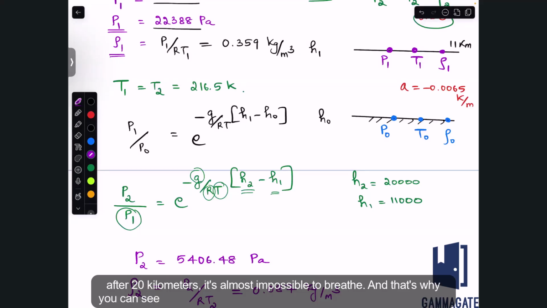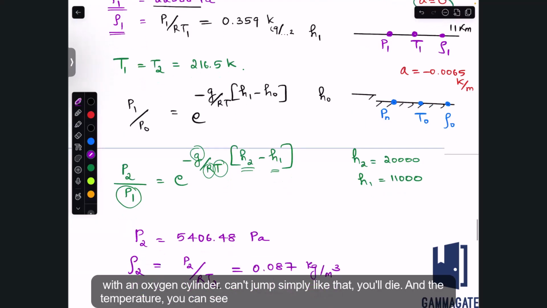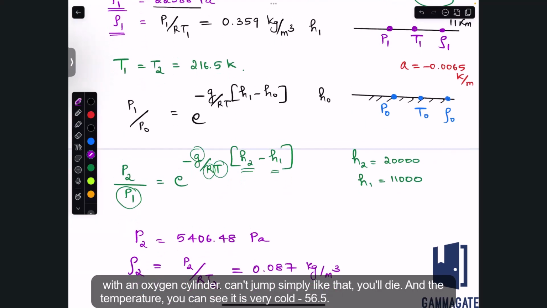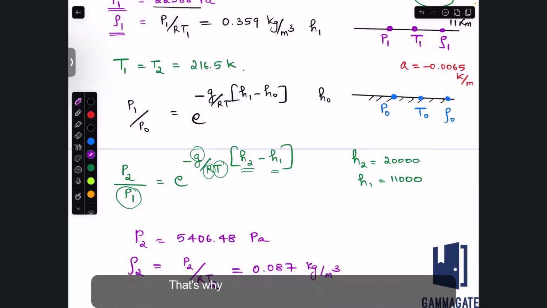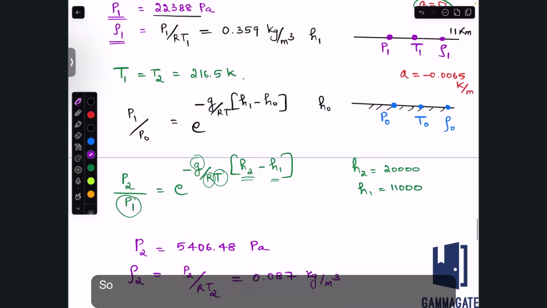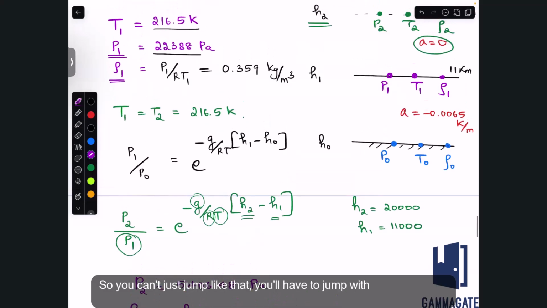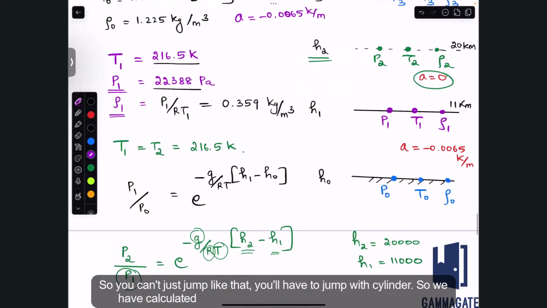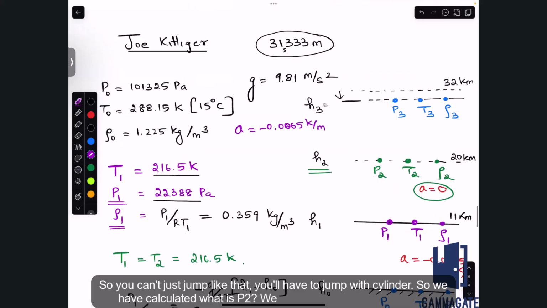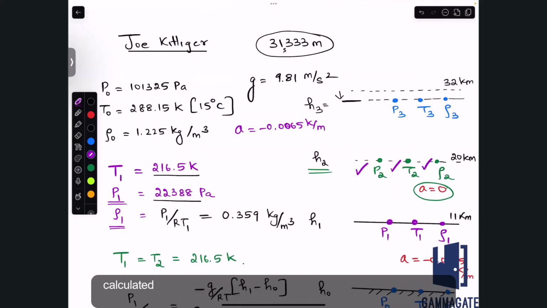And that's why you can see when he was jumping, wearing the space suit, he had to jump with an oxygen cylinder. You can't jump simply like that, you'll die. And the temperature, you can see it is very cold, minus 56.5. He will instantly freeze. That's why he's wearing a space suit also. So you can't just jump like that. You'll have to jump with a cylinder. So we have calculated P2, T2, and rho 2.